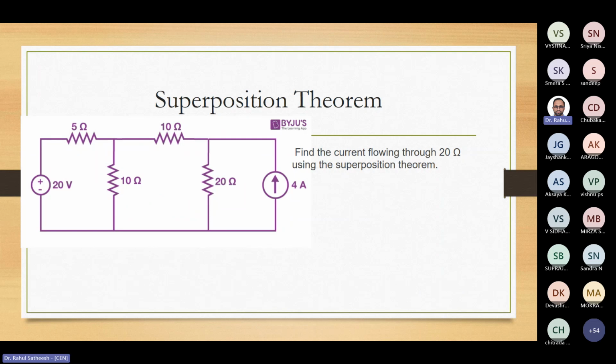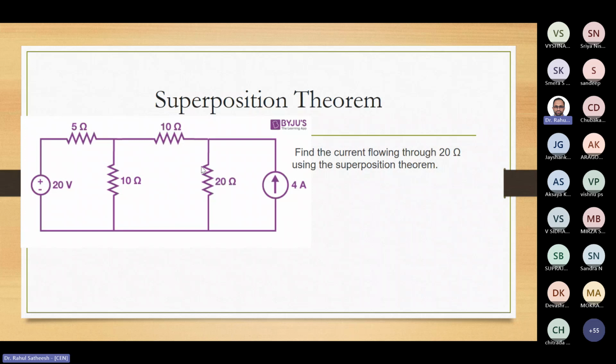Considering 20 volt first means the 4 ampere source we are going to open, right? If we open it, that branch is irrelevant. The 20 volt, 5 ohm, 10 ohm, 10 ohm and 20 ohm remain. The question is to find the current flowing through the 20 ohm using the superposition theorem.